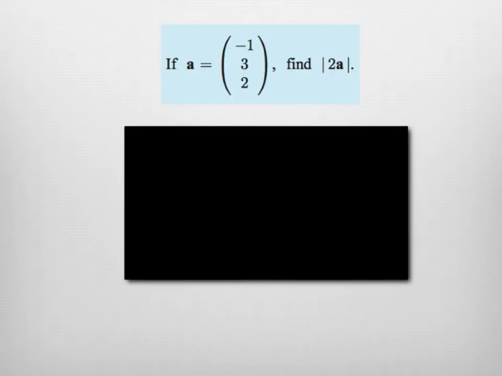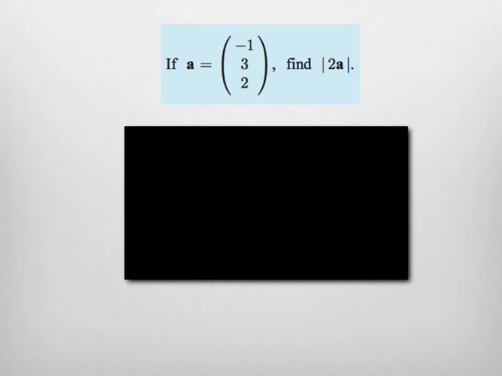Okay, so let's try this problem. If A is the vector with coordinates -1, 3, 2, find the magnitude of 2A.